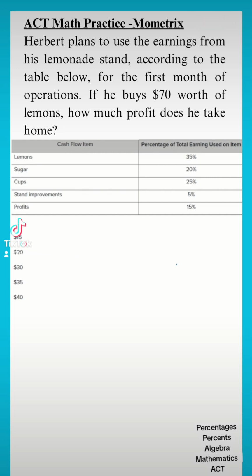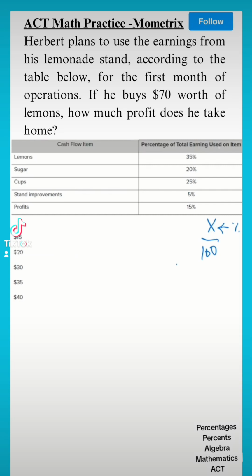So this first side represents cash flow item. The second side represents the percentage of total earning used on item. So anytime we're dealing with percents, I like to always remind folks that to convert a percent to a decimal, you just do x divided by 100, and that x can just represent any percent that we're dealing with here. So keep that in mind as we begin to solve this problem.